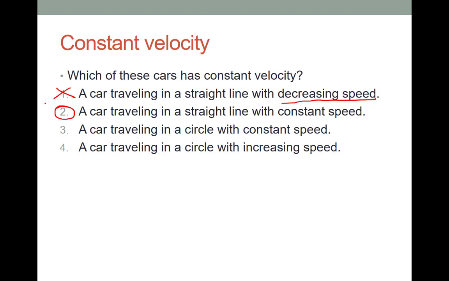We see number 3 is traveling at a constant speed. However, it is traveling in a circle. Because it is traveling in a circle, the direction is constantly changing. Because the direction is changing, the velocity is not constant. And the last car has a non-constant direction and a non-constant magnitude. Therefore, it is not a constant velocity. So out of the 4 cars we have here, only one has a constant velocity, and that is the one traveling in a straight line at a constant speed. This concludes part 2.